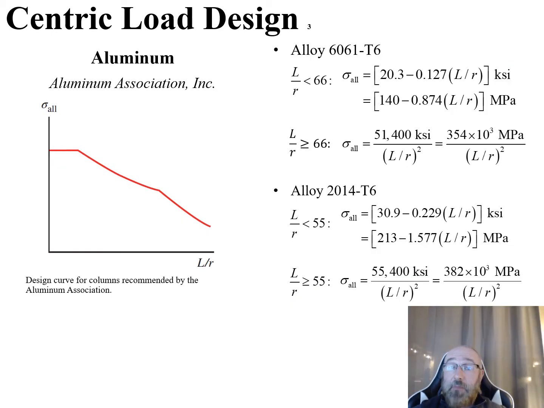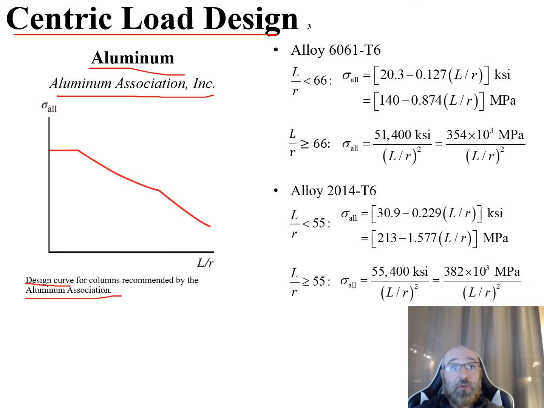So now that we've had the opportunity to look at our centric load design for structural steel, let's take a look now for the same centric load design but for aluminum. And we'll reference back to our Aluminum Association Incorporated for this graph that we see here. So we have a design curve for columns recommended by the Aluminum Association, and we can see on our x-axis we have our slenderness ratio, and now on our y-axis what we have here is our allowable stress, or sigma sub ALL. So with this here, let's take a look at two different types of aluminum. So the first aluminum we're going to take a look at is our aluminum 6061 T6.